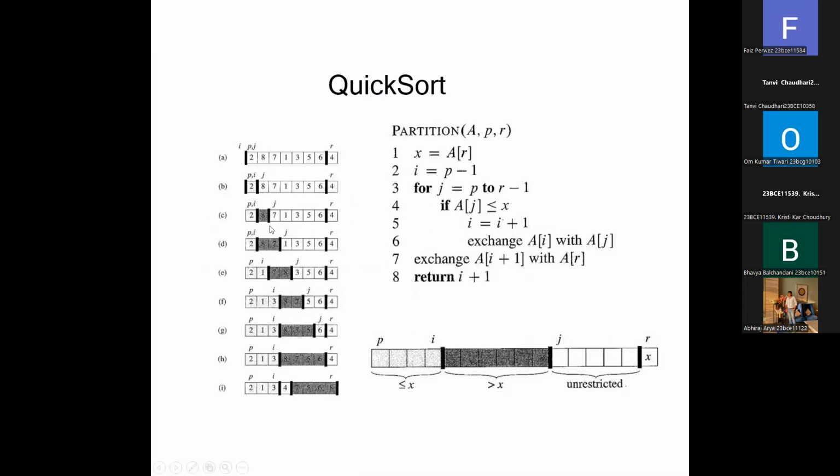From this diagram, you can easily understand the quicksort algorithm. Given the initial input, and using the partition, they are partitioning the given array into subarrays with respect to the pivot element.